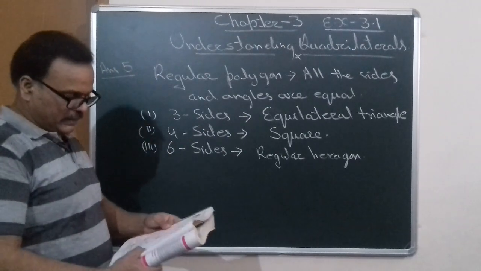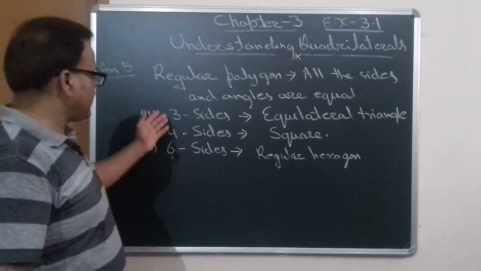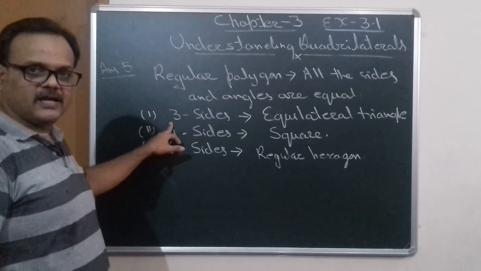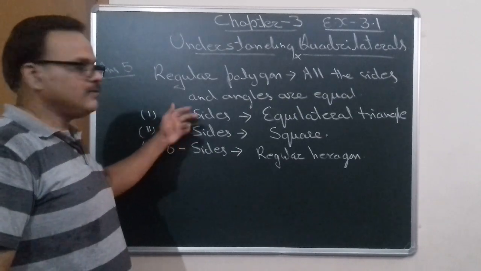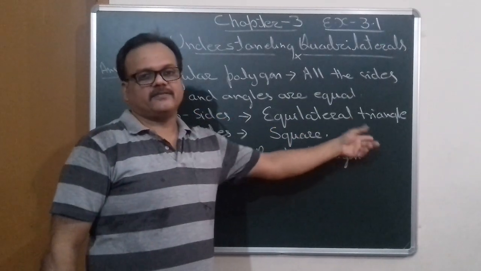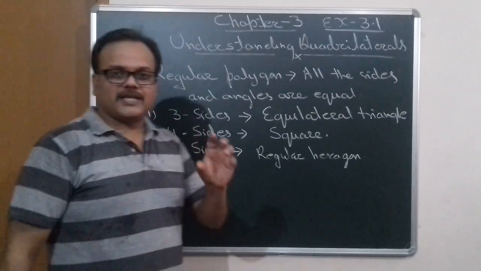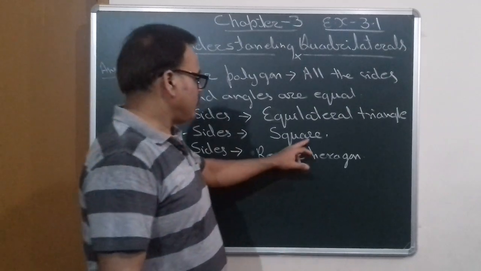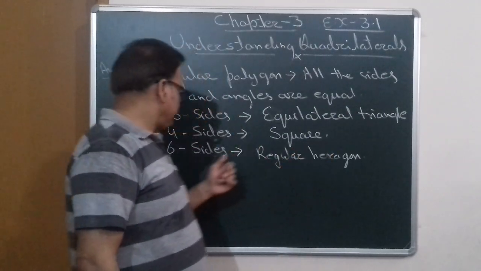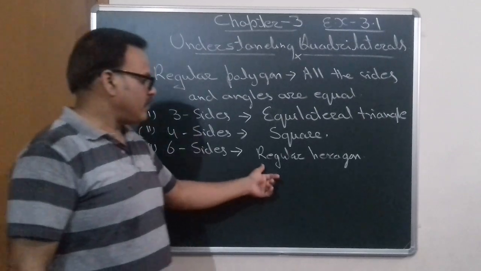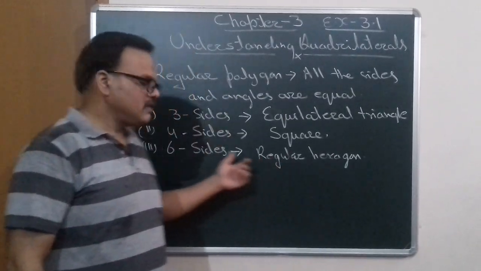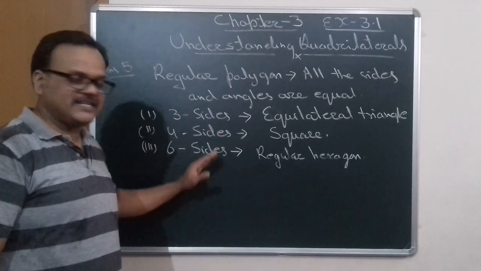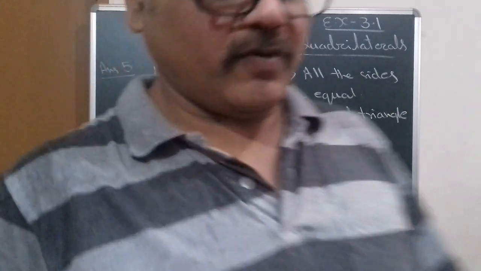Now you have to name them. State the name of a regular polygon of 3 sides, 4 sides and 6 sides. If a polygon has 3 sides, it is a triangle, and all the sides are equal, so it is an equilateral triangle. Now 4 sides, if all the sides are equal and it is a quadrilateral, it means it is a square, because we know that in a square all the sides are equal. And 6 sides, regular hexagon. Hexagon means a polygon which has 6 sides, and regular shows that all the sides are equal. Come to the next one.